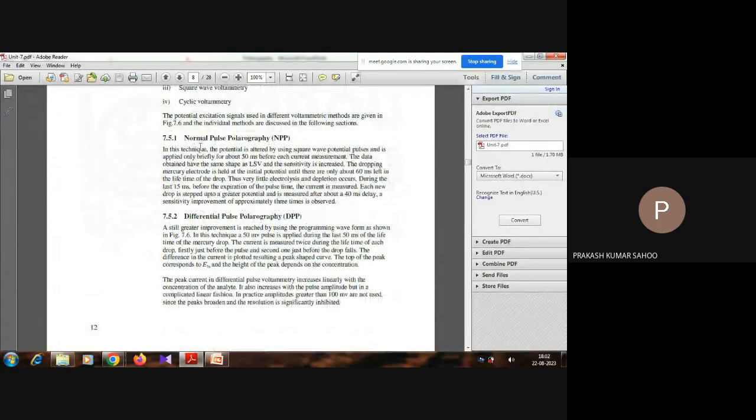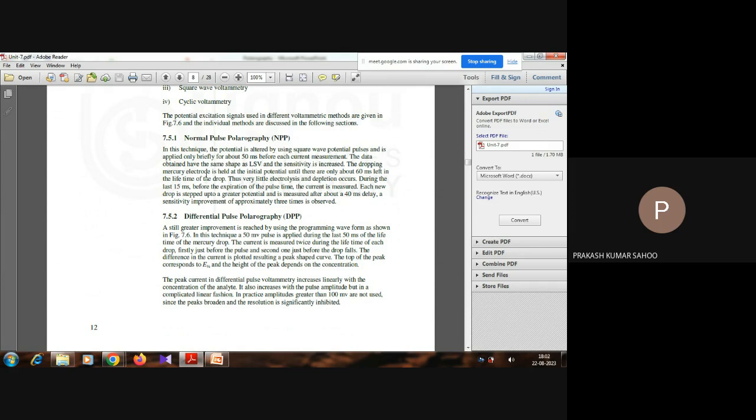Then what is NPP? Normal pulse. In this technique, the potential is altered by using square wave potential pulses and is applied only briefly, for about 50 microseconds before each current measurement. The data obtained have the same shape as LSV and the sensitivity is increased.